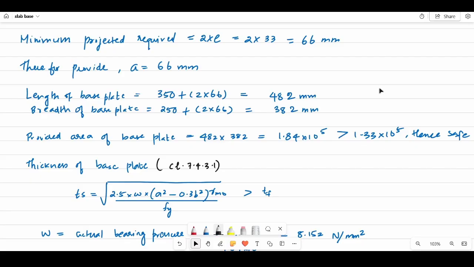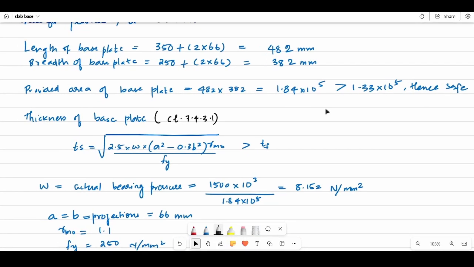Now we have to also calculate the thickness of the base plate. It is given in clause 7.4.3.1, and it is given like minimum thickness of the rectangular slab bases is given by this equation, where ts is equal to the square root of 2.5 times w multiplied by a squared minus 0.3 b squared into gamma m0, the whole divided by fy, and this has to be greater than the thickness of the flange of the ISMB 350.